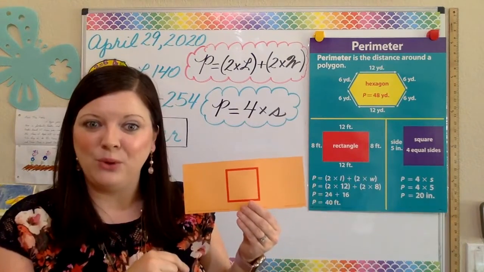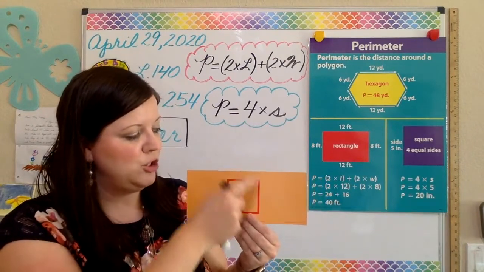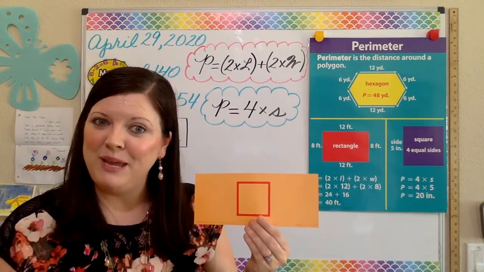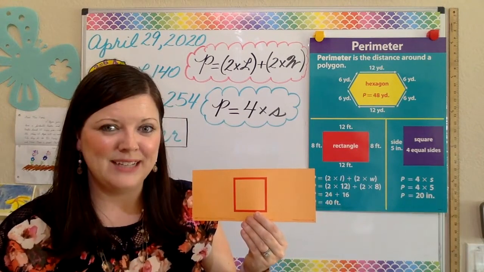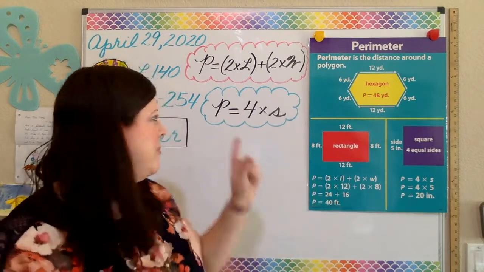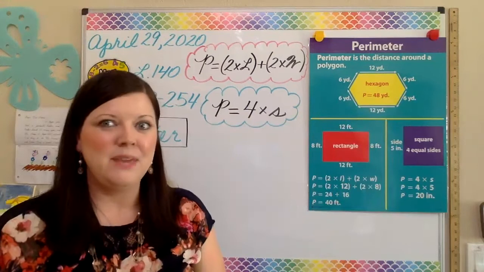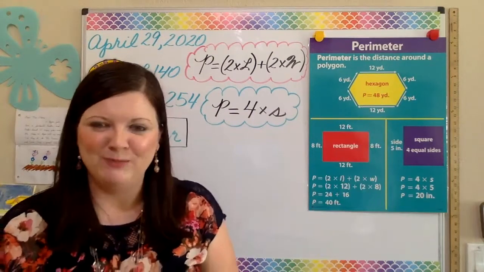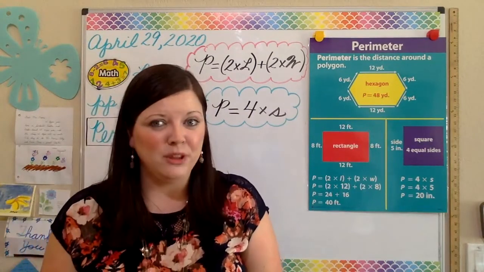If I were to get up my ruler and add up 2 plus 2 plus 2 plus 2, that would give me 8. That's right. 4 times 2 is 8. And I got that by using my perimeter formula. P equals 4 times S. That's going to be our new formula for today.